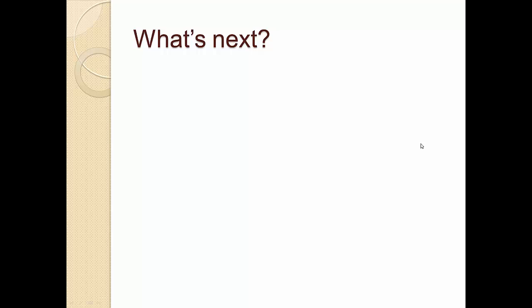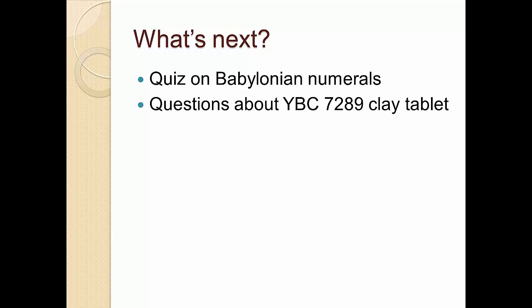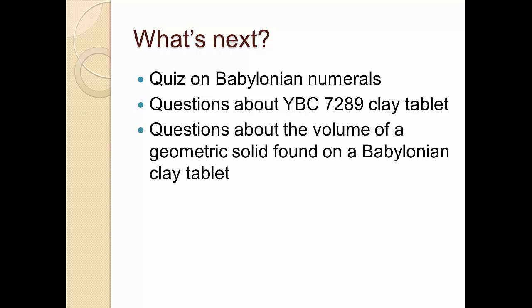We have already gone through all the things that you need to know about Babylonian numerals. What you need to do next is to complete the quiz on Babylonian numerals on the next page. After the quiz, you are going to explore more deeply about the YBC 7289 clay tablet and answer some questions about it. Finally, you will be asked some questions about how Babylonians calculated the volume of a geometric solid based on another clay tablet called BM96954.